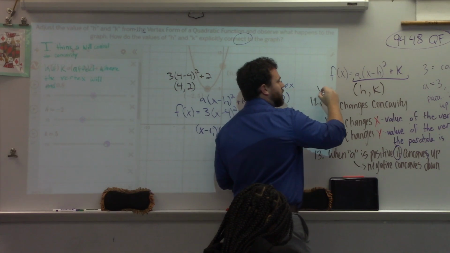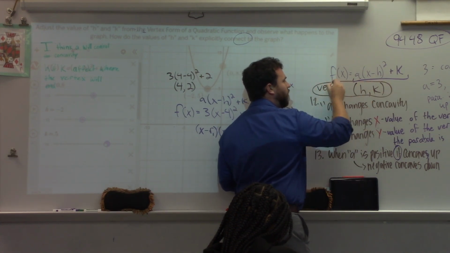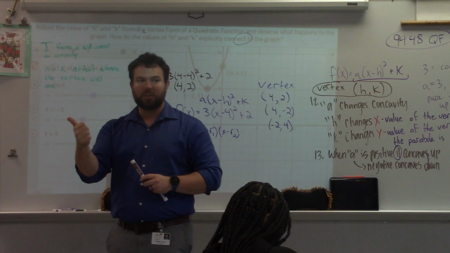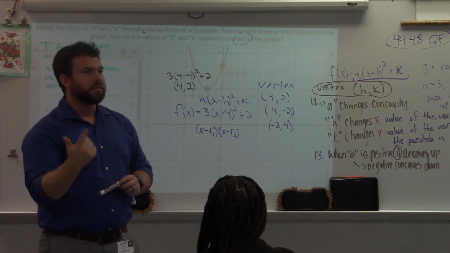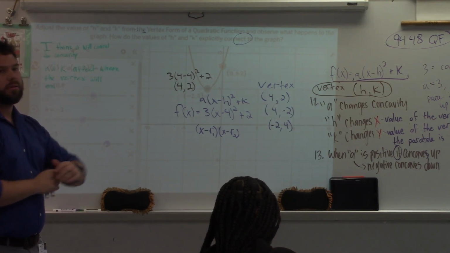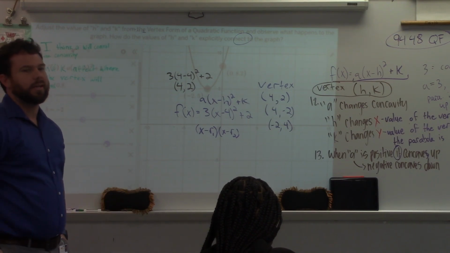That's my vertex. Guys, if you are asked for a vertex, it doesn't matter what form you have, if you can find H, H is the x value of your vertex. K is the y value of your vertex. What if you ain't got an H value? If it's a point, it's got an x value. Okay.